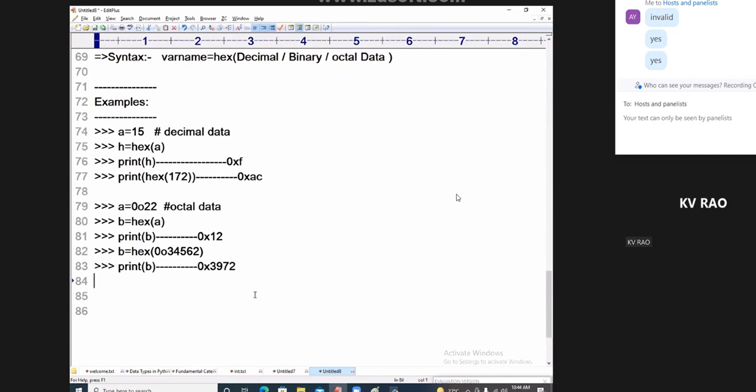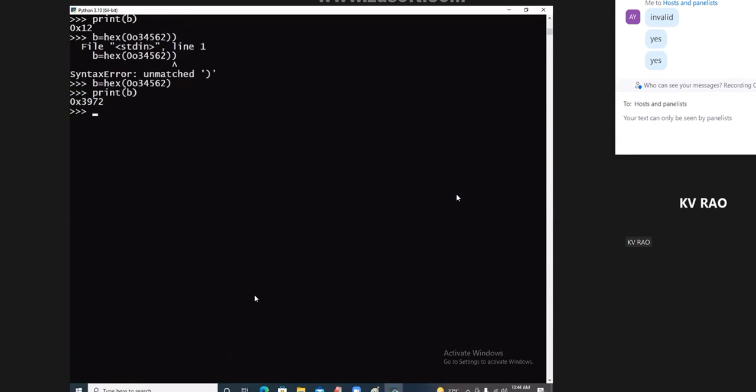Coming to the last, binary format. I want to get it. A is equal to 0b111. Getting into hex of that, A, print B. You are getting this data, 0xf. You can say directly like this. What is this? 0b1111000 1111. Like this, you can take it.